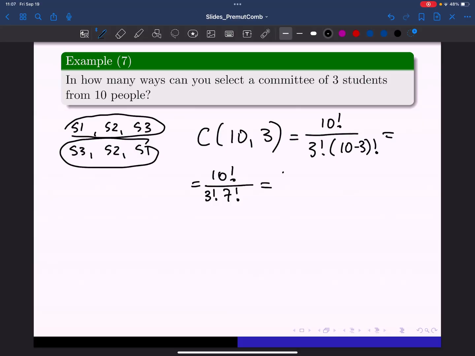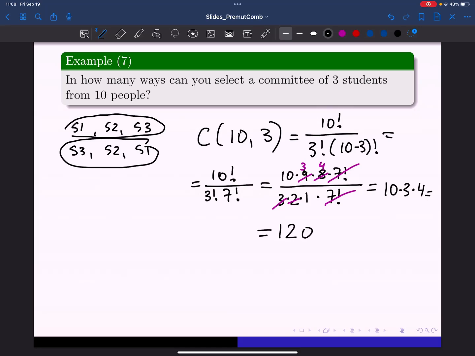So we have 10 times 9 times 8 times 7 factorial over 3 times 2 times 1 times 7 factorial. This 3 we would expand, this we would leave because we want to cancel with this one. Reduce what you can reduce. So then 3 and 9 can be reduced to 3, and 2 and 8 can be reduced to 4. If we multiply, we are left with 10 times 3 times 4. So that gives me 120 choices.